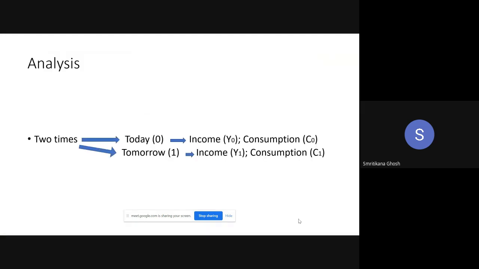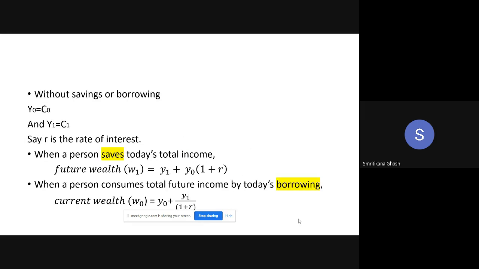Yes. So this is your income and consumption information. Now the analysis. Let me go step by step. If there is no savings, or this saving is called actually borrowing, right? If there is no savings or borrowing, then Y naught is equal to C naught. That means today's income is equal to today's consumption. Whatever I am earning today, I have to consume it because no saving option is there. And Y1 is equal to C1. That means tomorrow's income will be tomorrow's consumption.